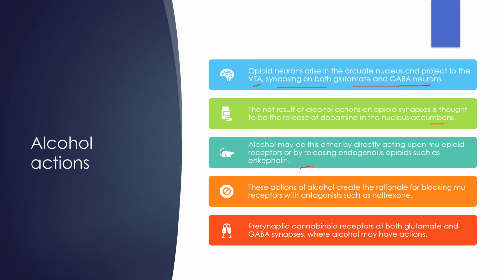These actions of alcohol create the rationale for blocking mu receptors with antagonists such as naltrexone. Presynaptic cannabinoid receptors are on both glutamate and GABA synapses, where alcohol may also have actions.